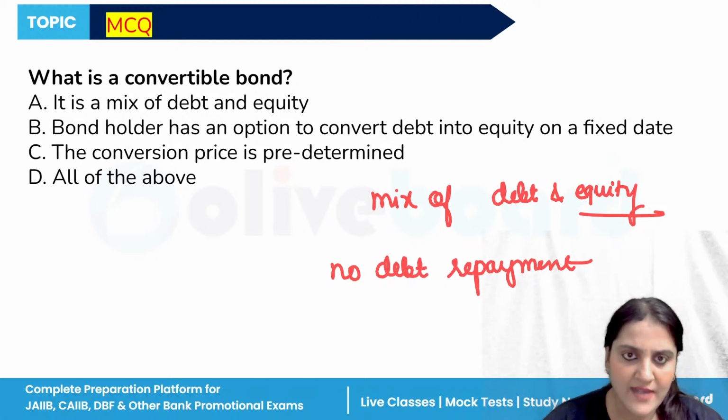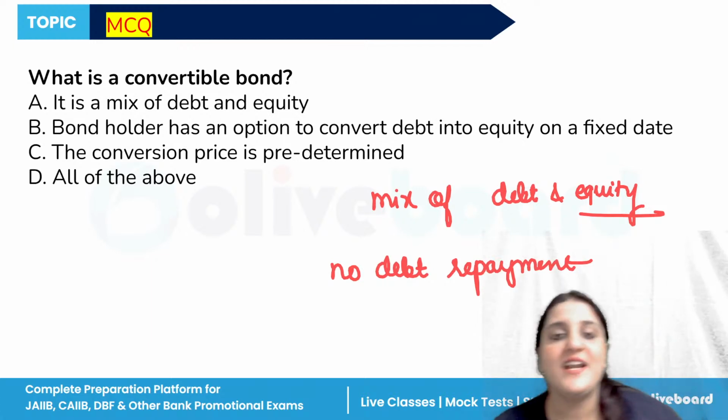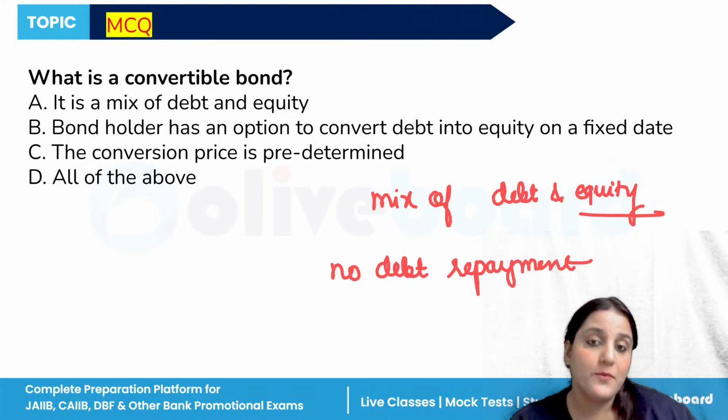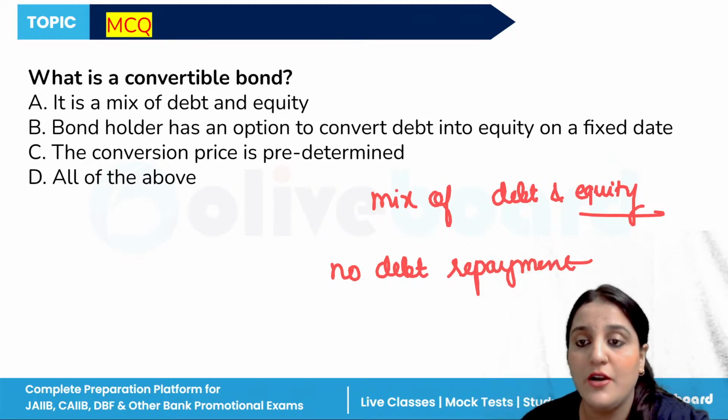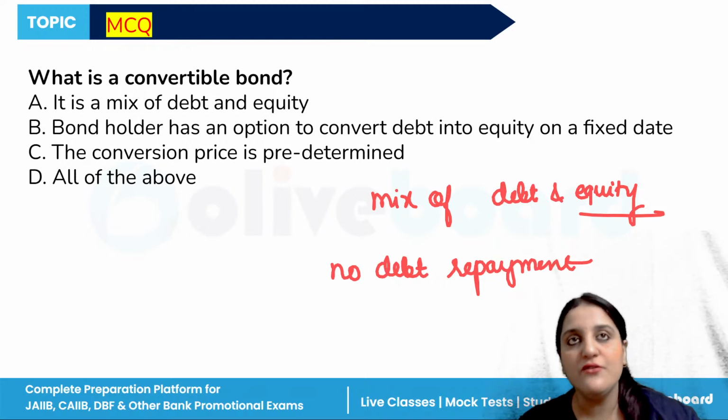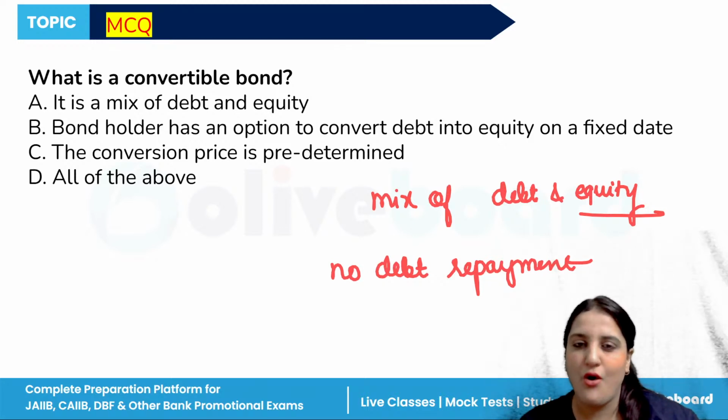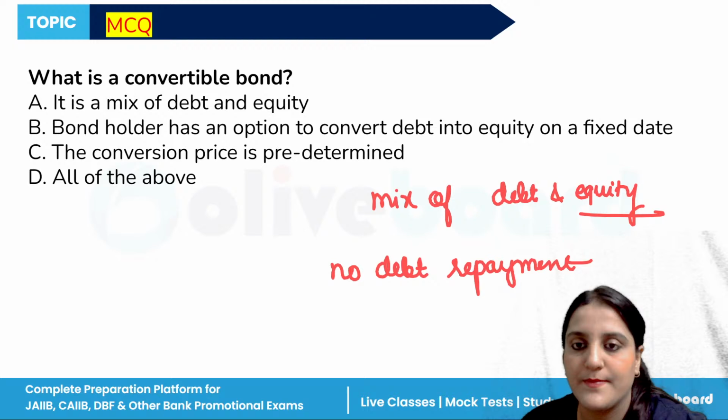So we can say that here it is a mix of debt and equity. Bondholders also have an option to convert debt into equity at a fixed price. And also the third option is correct there. The conversion price is predetermined. So all of the options are correct here.